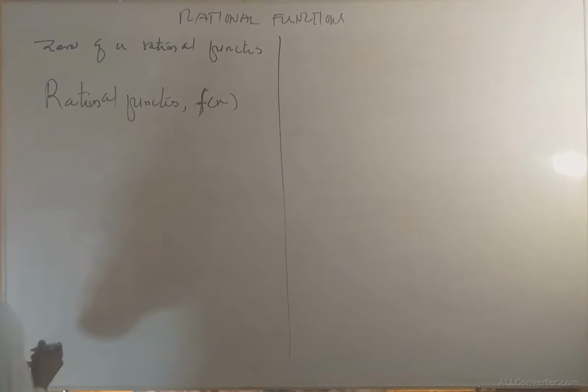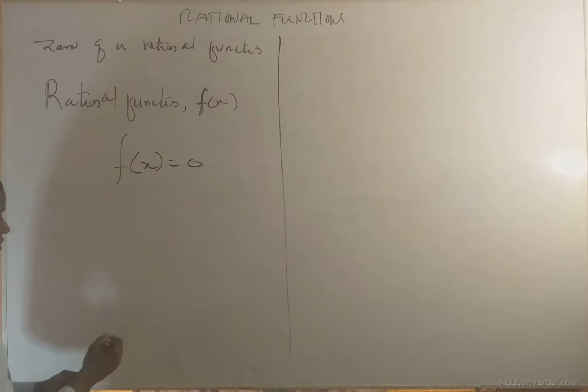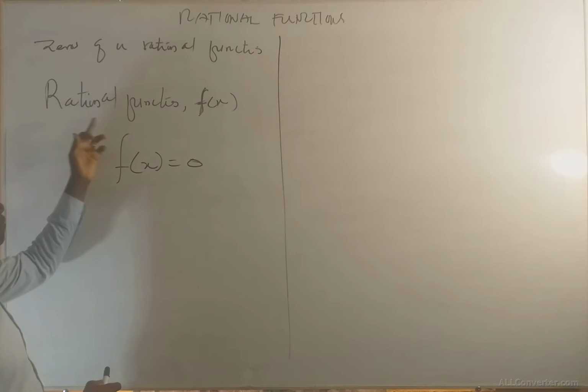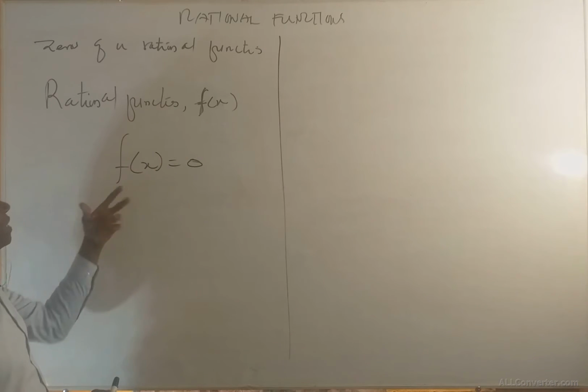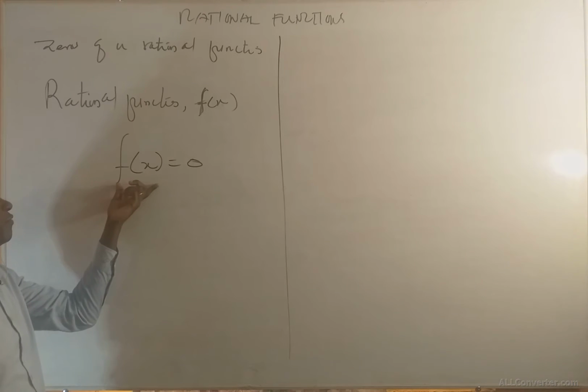When we talk about the zeros of a rational function, they are the values of x for which that function is equal to 0. That is all. So assuming the rational function is f of x, and we have to find the zeros, the zeros are the values of x for which the function is equal to 0.